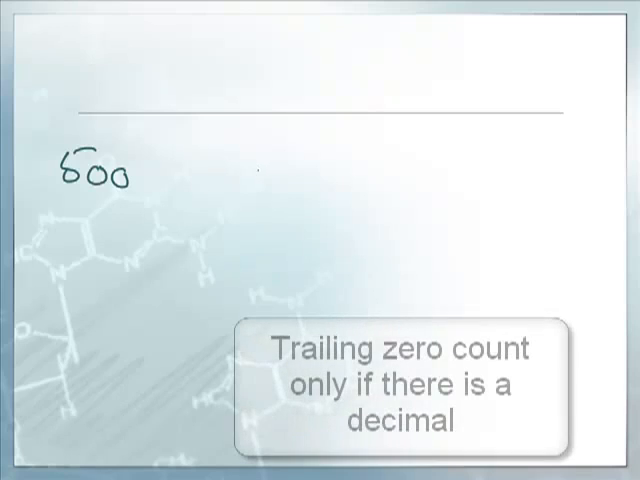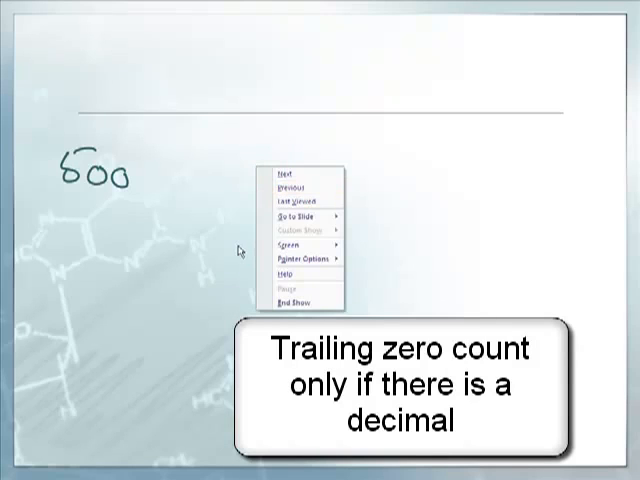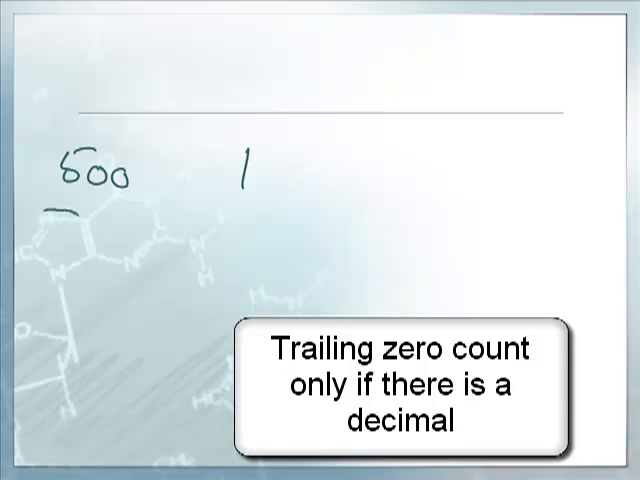What about 500? Those are still trailing zeros, but there's no decimal point in that number. So in this case, the trailing zeros are not significant, so there's just one significant figure.